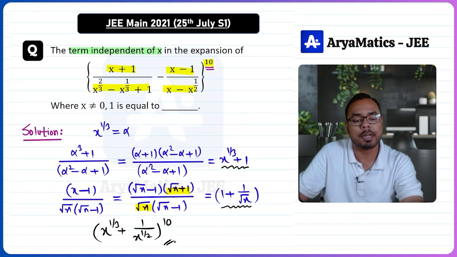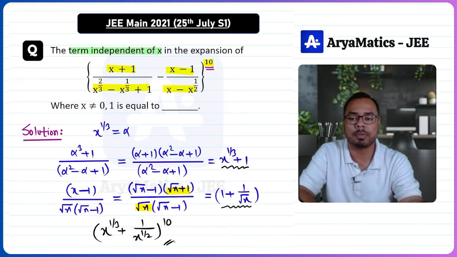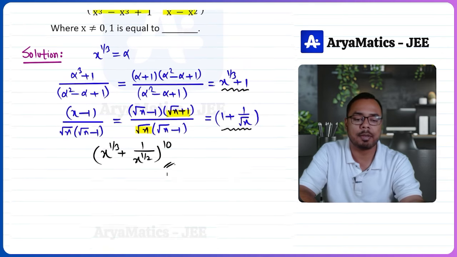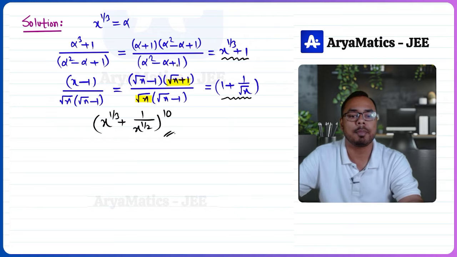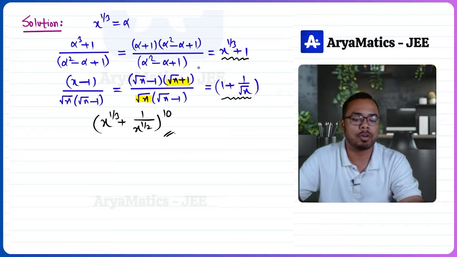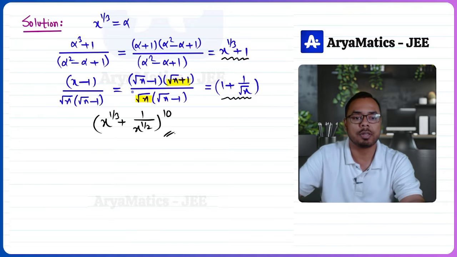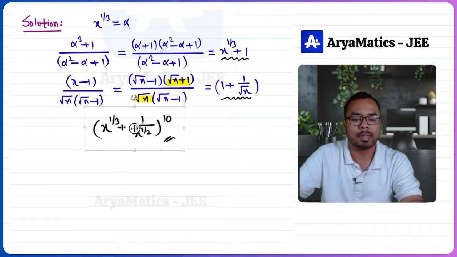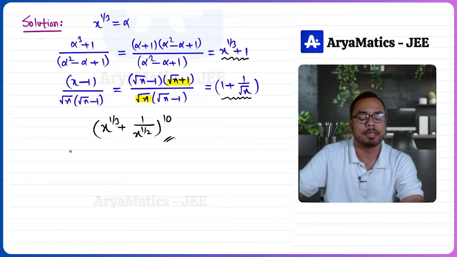And now we need the constant term in the binomial expansion of this one. So now it becomes an NCERT level problem. We have to write the general term and then equate the exponent of x to 0, because we need the coefficient of x raised to 0, or the constant term here. And then from there, find the value of r and then we can get the coefficient.